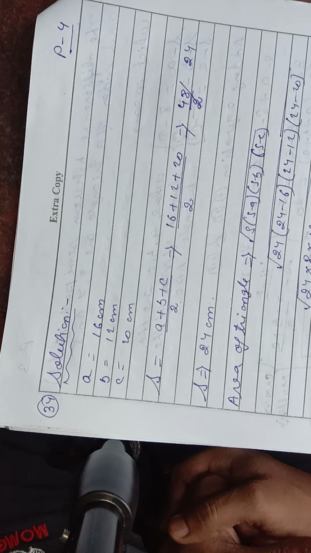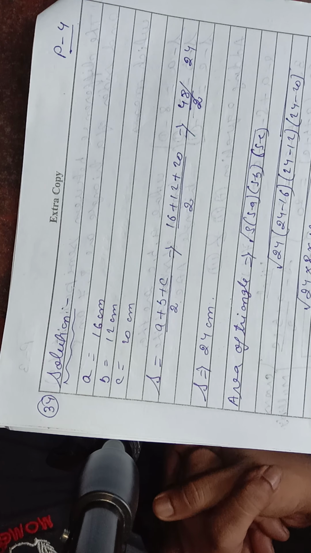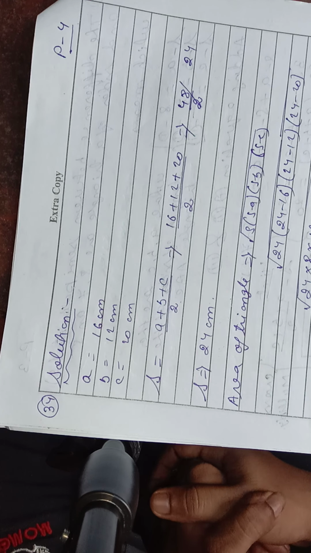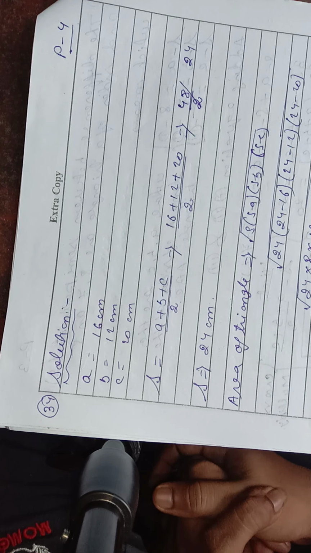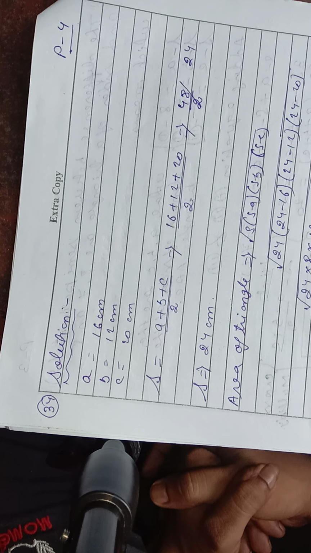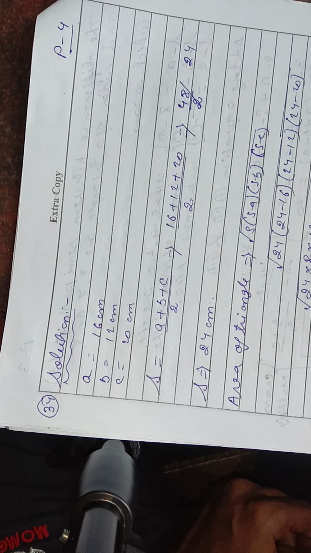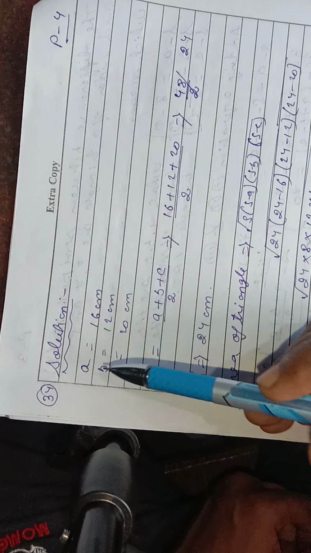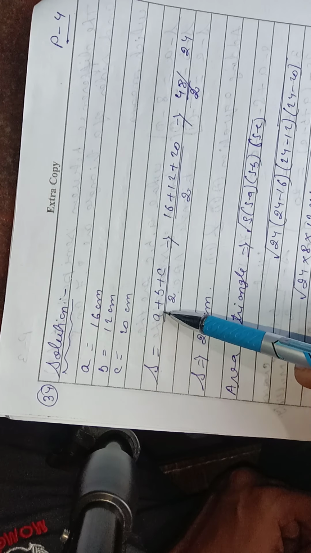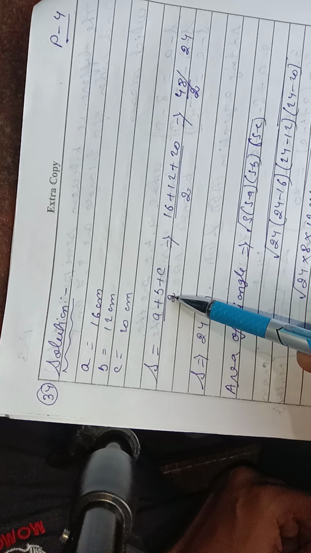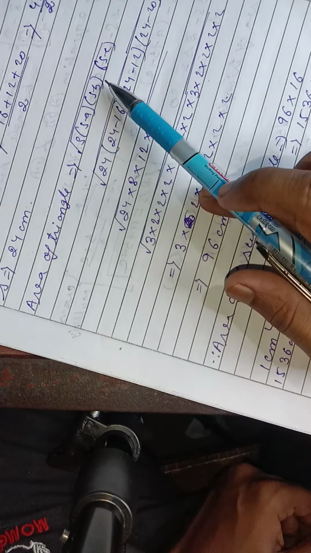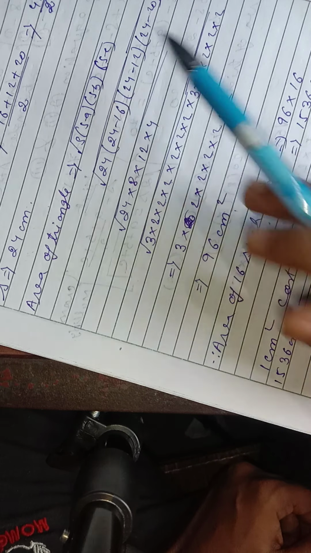Class 8 Arithmetic Exercise 14, from question number 34. The design is given here, and the sides of one of the triangles are given as 16, 12 and 20 centimeter. I have taken A, B, C as the sides. Find out S, that is the semi-perimeter: A plus B plus C divided by 2. The value is 24. Then find out the area of that same triangle.